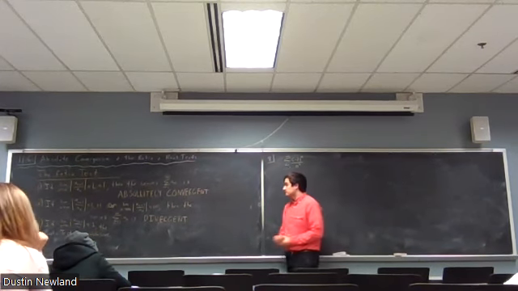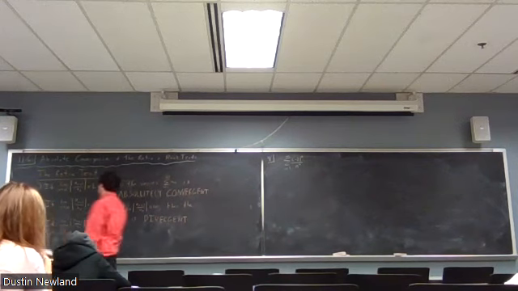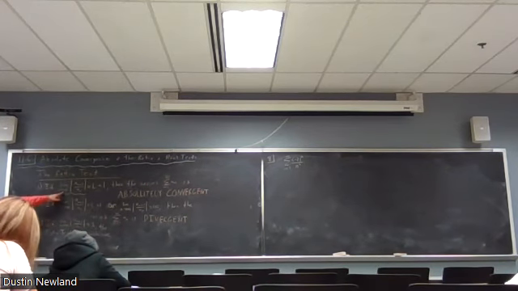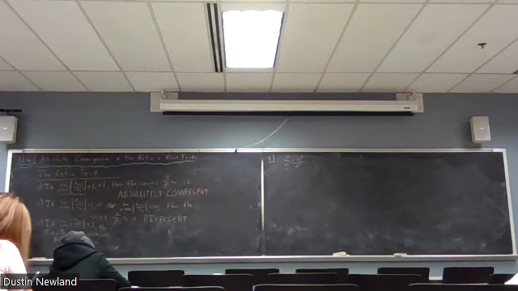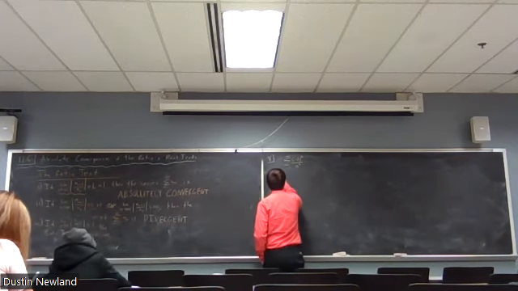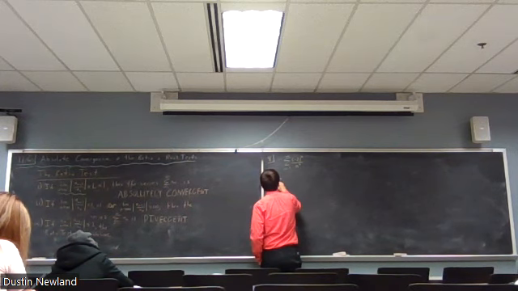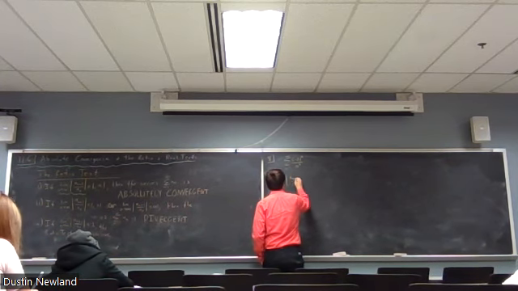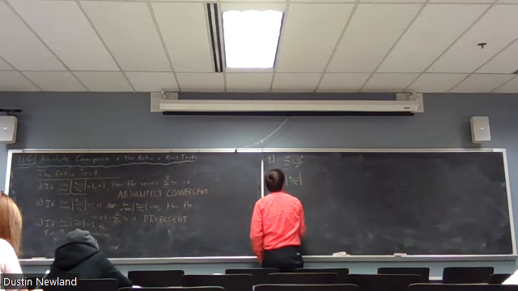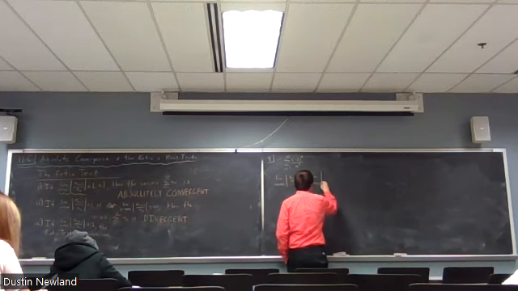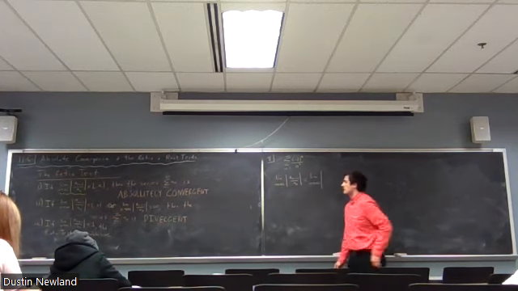Okay, so to do that, notice we're always going to start with the same thing, which is the limit as n approaches infinity of a_(n+1) over a_n. So I'm going to write the limit as n approaches infinity of the absolute value of a_(n+1) over a_n. Okay, and this is going to be equal to the limit as n approaches infinity of the absolute value.